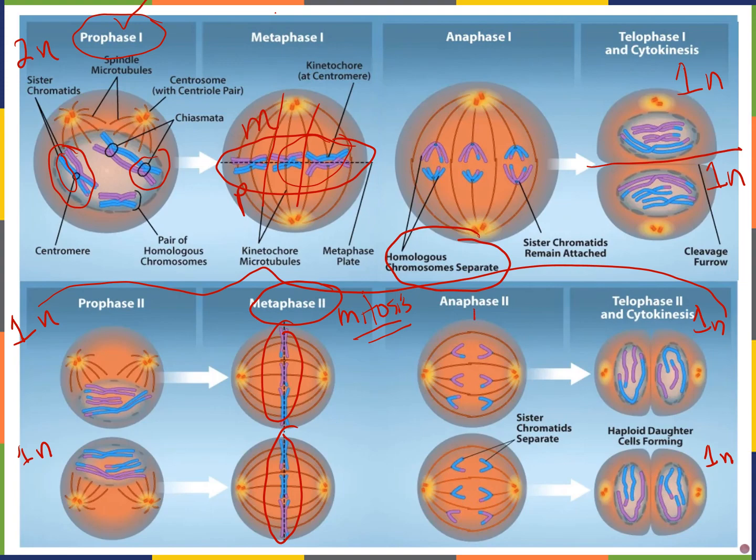Sister chromatids are split apart in anaphase 2, just like we had in anaphase of mitosis. And this time we end up with 4 unique cells. Again, they're unique because of crossing over that happened in prophase 1 and independent assortment that happened in metaphase 1.